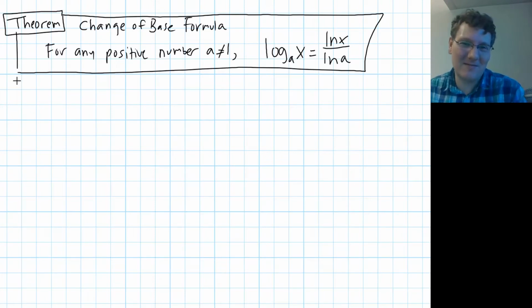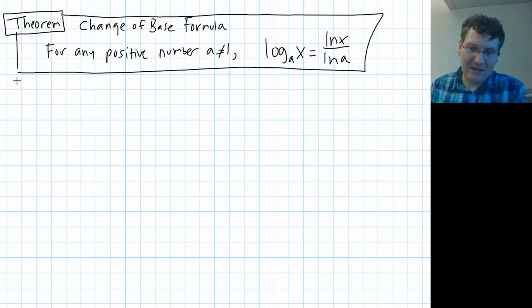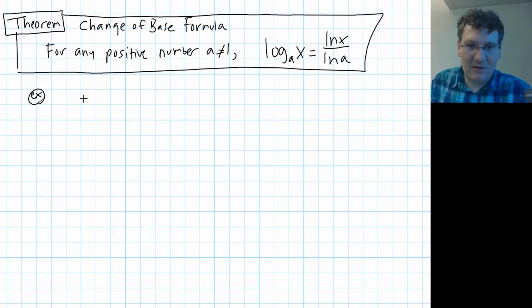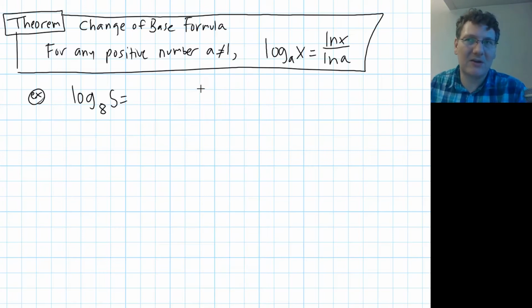For any positive number base that's not 1, because a logarithm base 1 doesn't really make sense, since no matter what power you raise 1 to, you'll never get anything besides 1, the logarithm base a of x can always be written as the natural log of x divided by the natural log of a, whatever that value a may be. So for example, if you wanted to evaluate log base 8 of 5, and you don't have the ability on your calculator to do a logarithm base 8, you can just take the natural log of 5 and divide it by the natural log of 8, because you probably have a natural log button on your calculator.